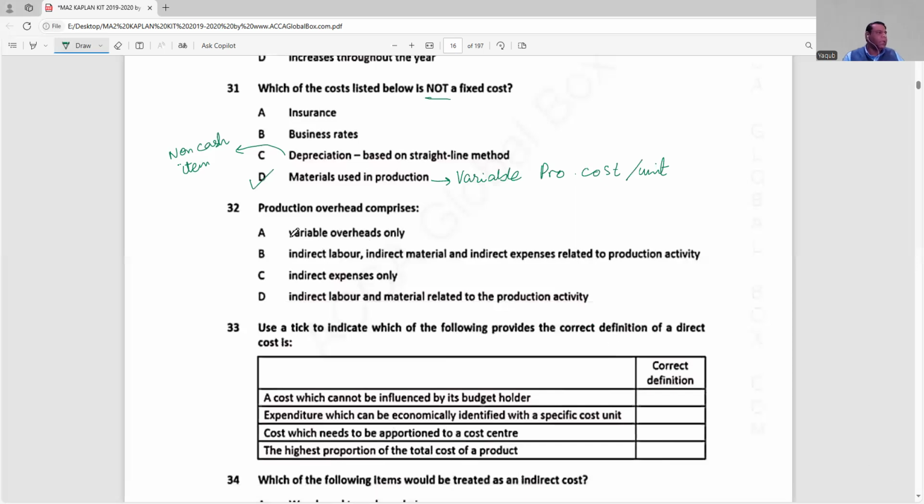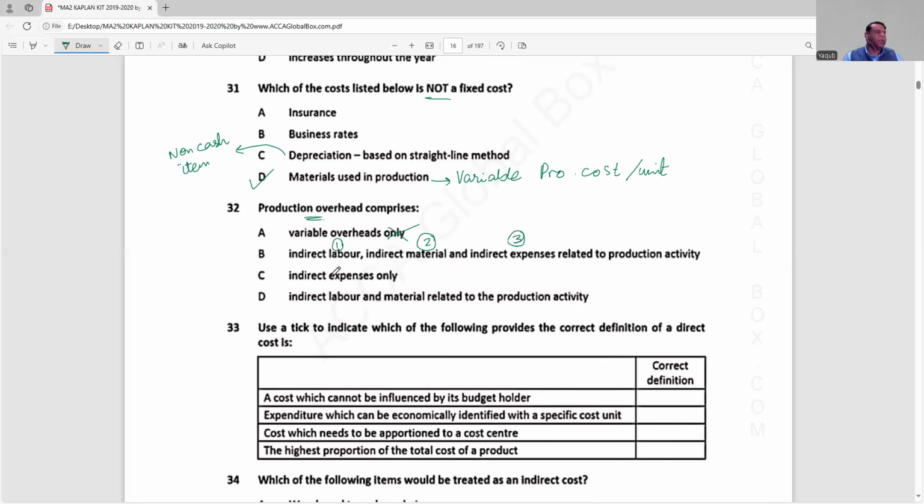Production overheads comprises variable overheads only. No, it is not true. Variable overheads are part of production overheads. Production overheads comprises what? It includes direct material, indirect material, it includes indirect labor, it includes indirect expenses which are related to production activity but not easily traceable. That's why these costs are called indirect cost or production overheads.